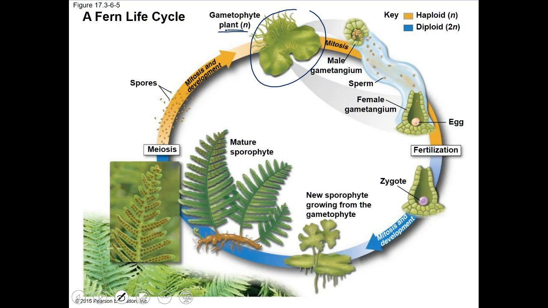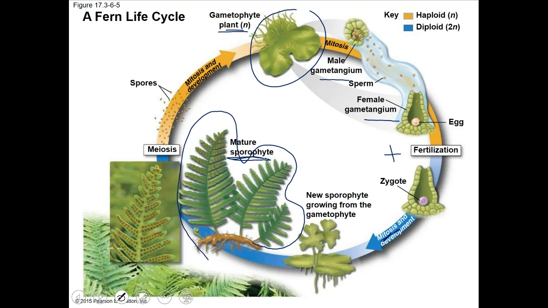Okay, it will then form gametes, again, egg and sperm, or what we see here. They will join together through fertilization and make a zygote, which undergoes mitosis to develop into the entire plant. So the whole little fronds that we see here of the fern are the sporophyte.